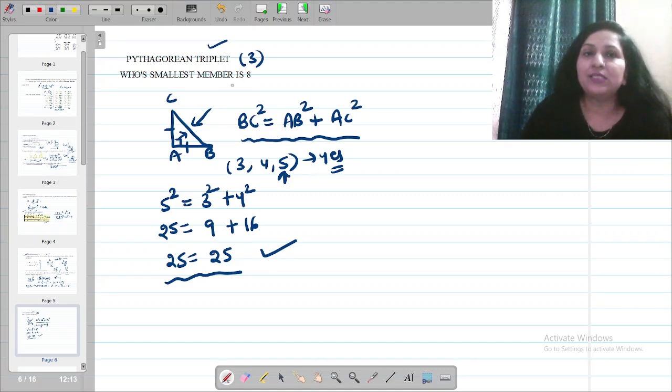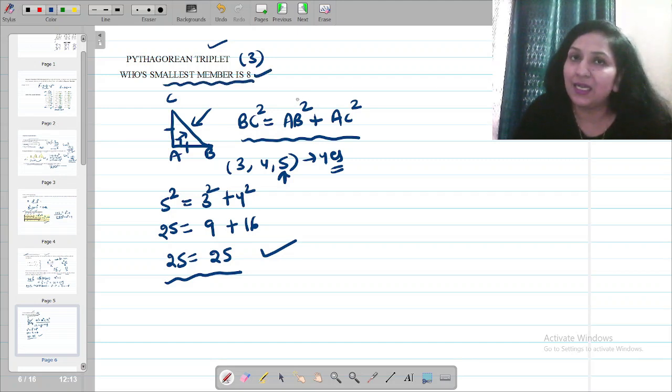Here the question is, you have to find a Pythagorean triplet whose smallest member is 8. The other two numbers should be greater than 8. This is the condition. There might be triplets wherein 8 can be combined with other numbers, but the numbers may be lesser than 8 as well. We do not have to take those. The smallest member has to be 8.